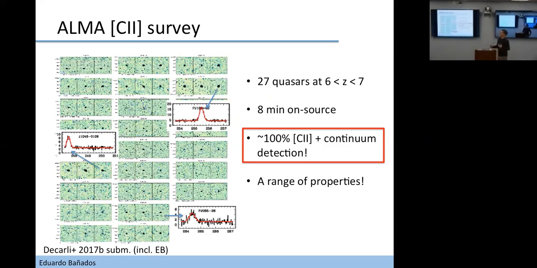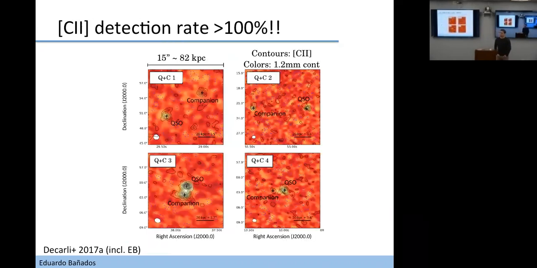But this brings me, again, to this ALMA C+ survey that I told you about, which has been very successful. Basically, for all objects that we observed in 8 minutes, we got a detection. So we're super happy with that. That was the plan of the program, and it's working. But I told you that it was about 100% C+ detection, and it was about 100 because it's actually more than 100. So in some fields, we found some companions to this quasar in this tiny field of view, right?